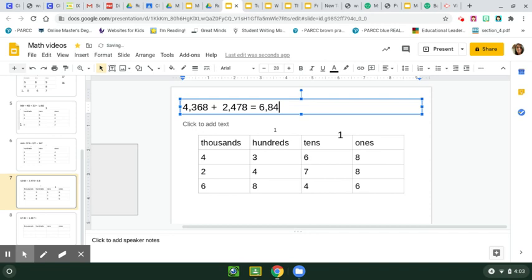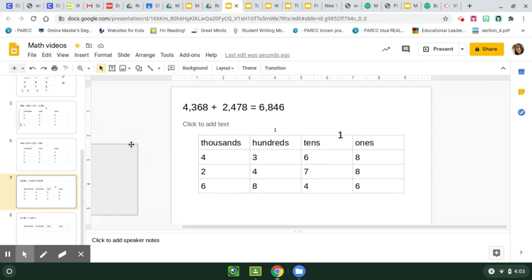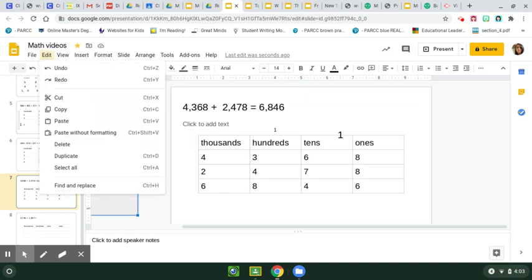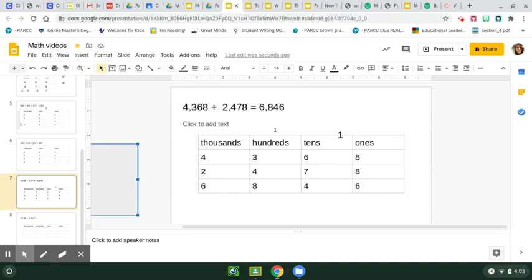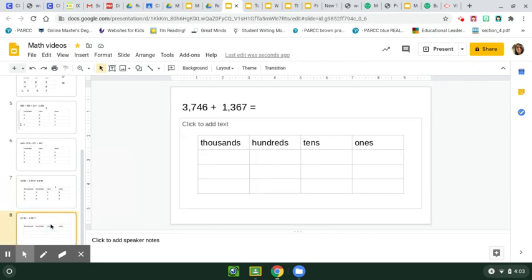6,846. Okay, so I'm just going to check it. 6,846. Good. Sometimes you get this and then you copy it wrong, so I'm just doing a quick little double check. And yes, okay. So see, it's the same process. We did the same steps when we added 2 numbers plus 2 numbers, when we added 3 numbers plus 3 numbers. It's the same process. Okay, we're going to try another one.